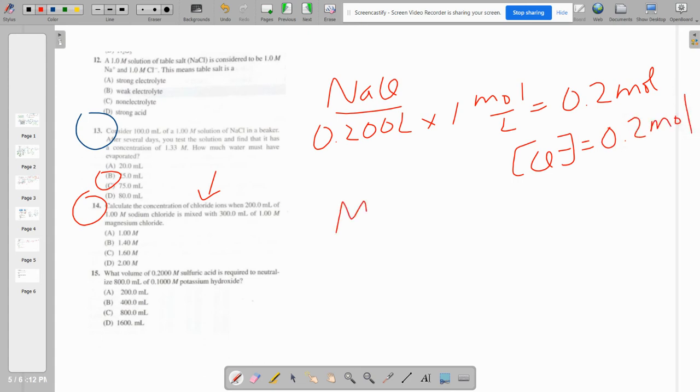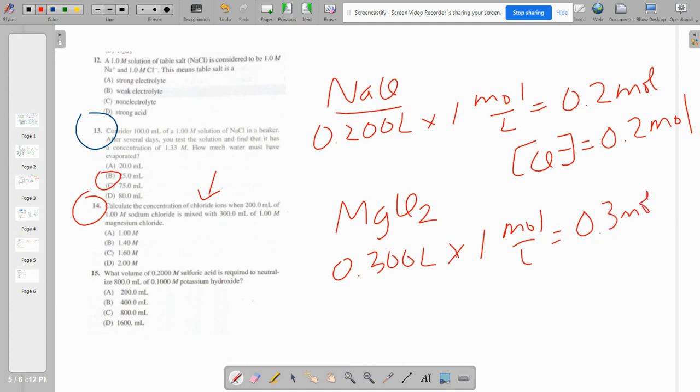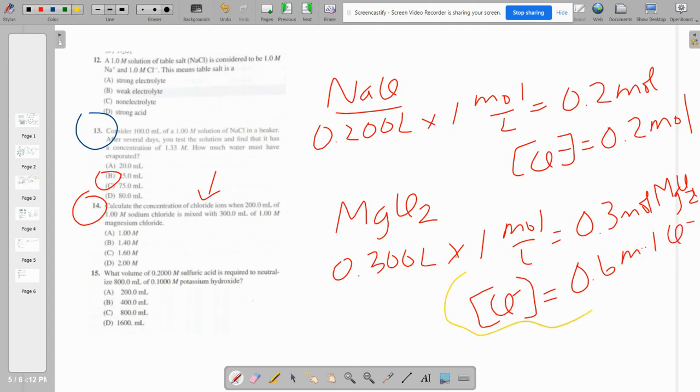Now here's where it gets interesting. For the magnesium chloride, you had 300 mL times 1 molar. You can multiply those and get 0.3 moles of magnesium chloride. So the question is how many chlorides do you have? For every 1 magnesium chloride, you get 2 Cl-. So you'd have to double that to get 0.6 moles. I think that's the key, remembering to multiply this by 2 to get the chloride, not just the magnesium chloride.